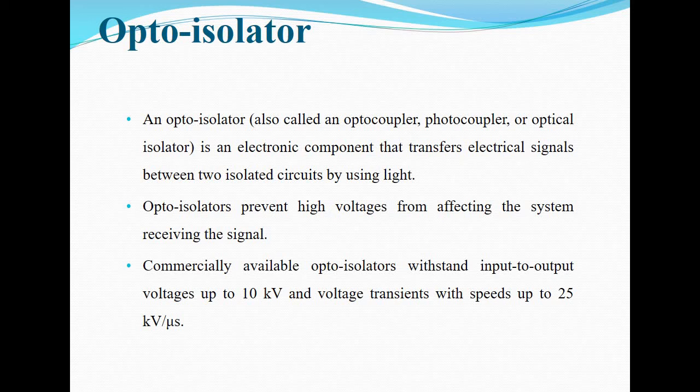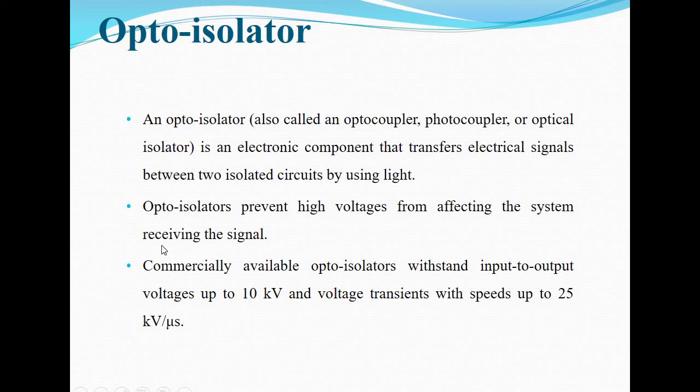An opto-isolator, which is also called an optocoupler, or photocoupler or optical isolator, is an electronic component that transfers electrical signals between two isolated circuits by using light. Opto-isolators prevent high voltages from affecting the system receiving the signal. Commercially available opto-isolators withstand input to output voltages up to 10 kV and voltage transients with speeds up to 25 kV per microsecond.